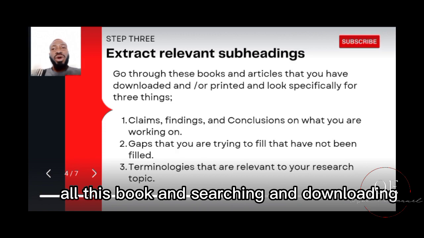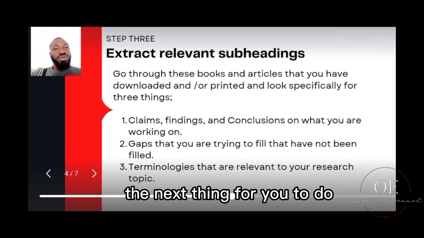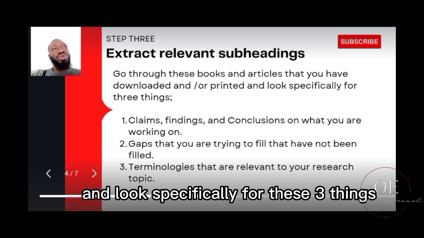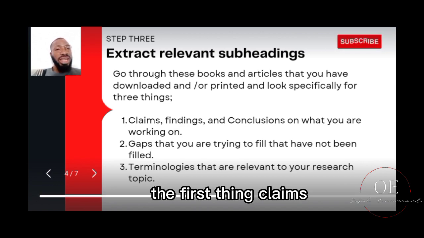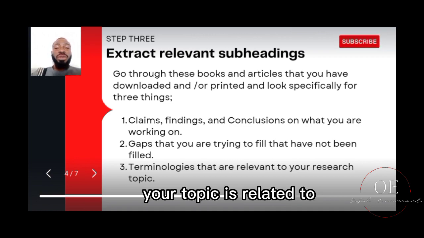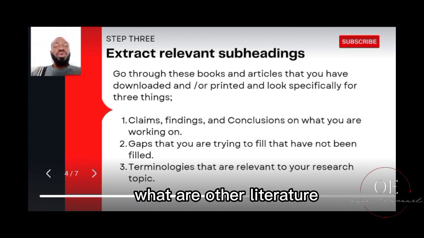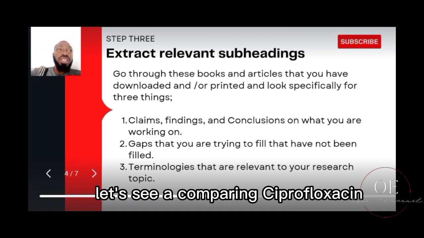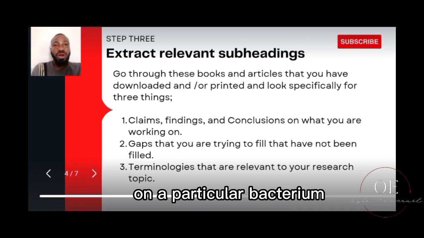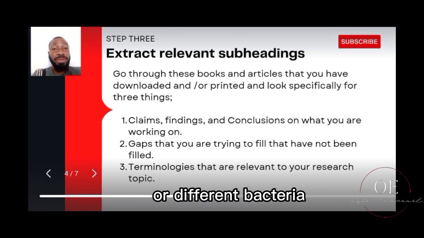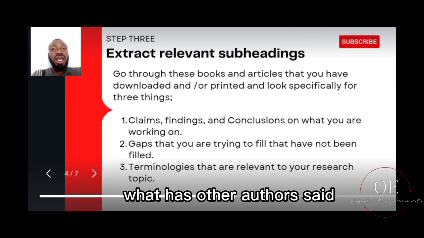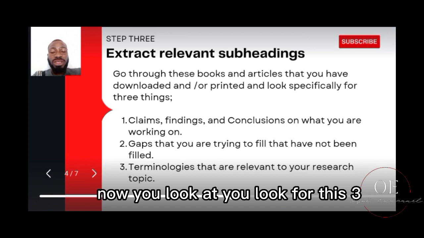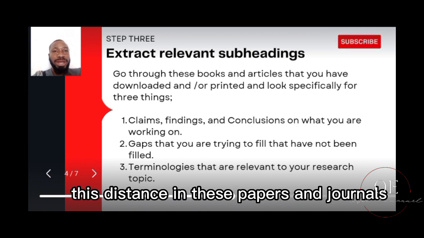Now, after gathering all these books and searching and downloading and all of that, the next thing for you to do is to go through these articles, books, and journals that you've downloaded or printed and look specifically for these 3 things. The first thing: claims, findings, and conclusions. Let's say your topic is related to comparing antibiotics. What have other authors talked about on a particular antibiotic you're working on? Let's say you're comparing ciprofloxacin and gentamicin on a particular bacterium or different bacteria. What have other authors said? That's a claim. What did they find? What did they conclude? Now you look for these things in the papers and journals you've downloaded.